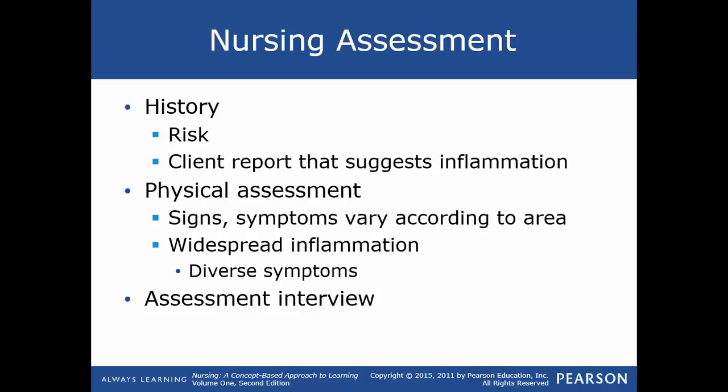Their widespread inflammation has diverse symptoms. So do they have any physical symptoms of inflammation? Do they have pre-existing conditions that would predispose them to some of these inflammatory disorders? Some of your more widespread disorders, like your nephritis or allergies, they may have more diverse symptoms, and so a lot of times they can be even sort of vague.